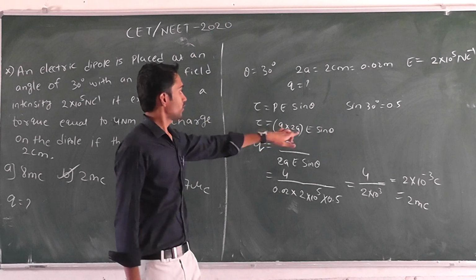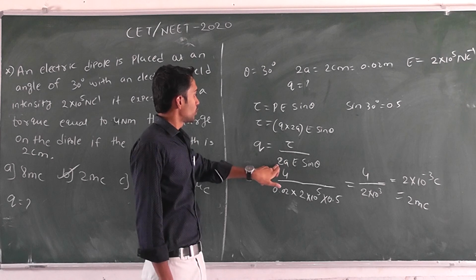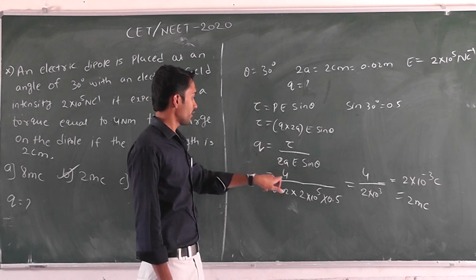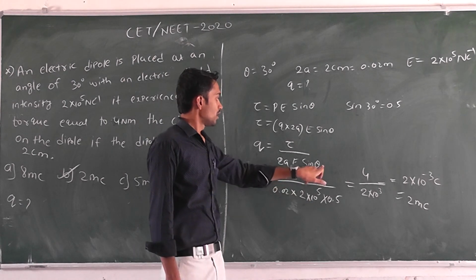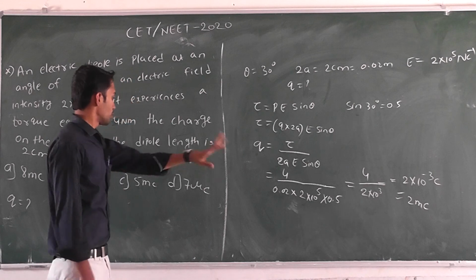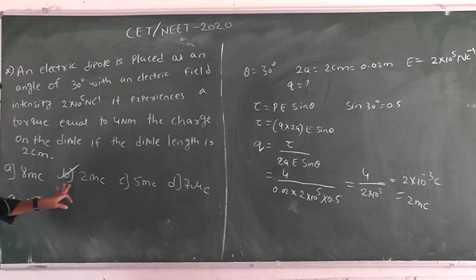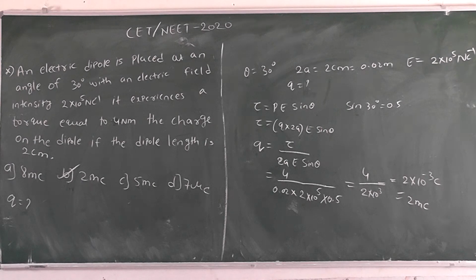Tau is equal to Q into 2A E sin theta. So we want the Q value. Q is equal to tau by 2A E sin theta. Tau value is 4. 2A value is 0.02. And electric field is 2 into 10 to the power of 5. Sin theta is 0.5. When we substitute all these values, we will get the answer 2 millicoulomb. So option B is right.